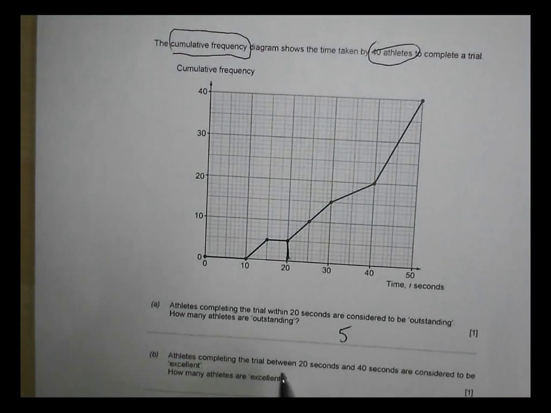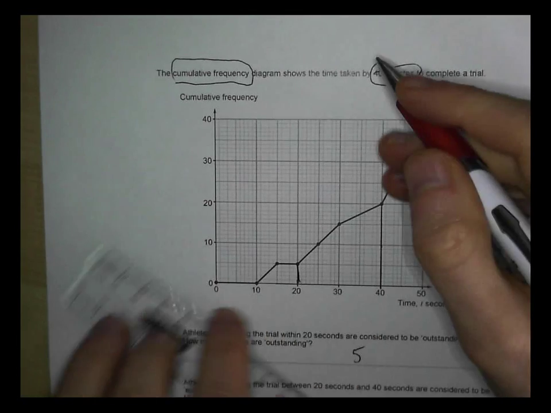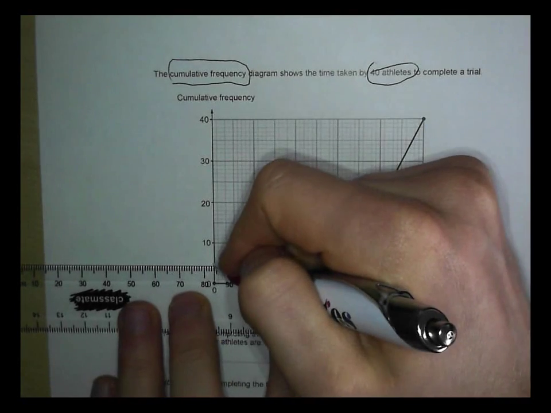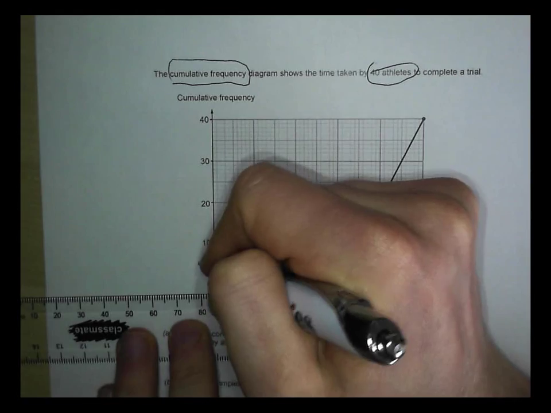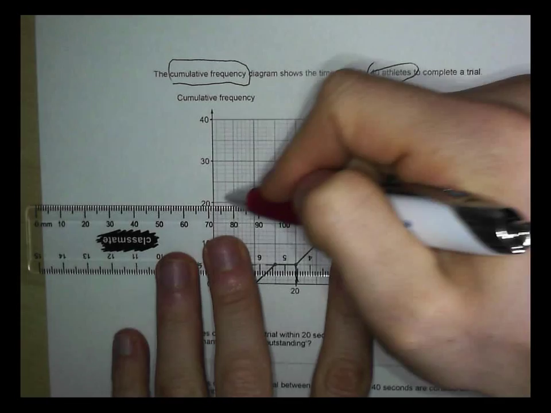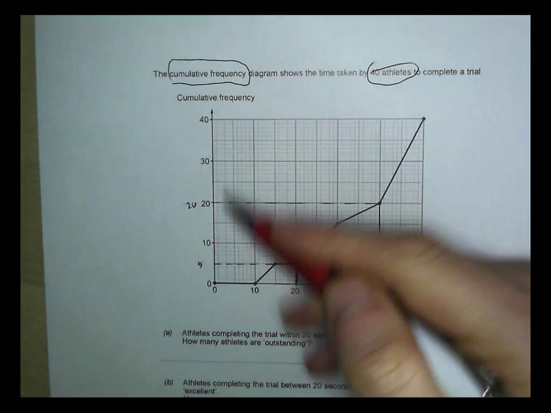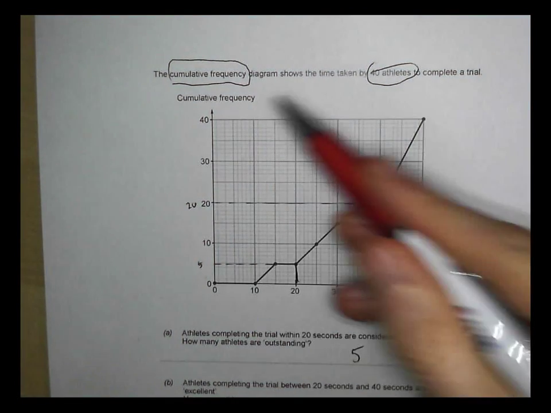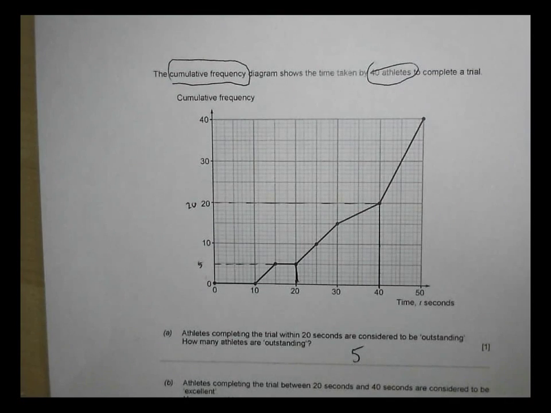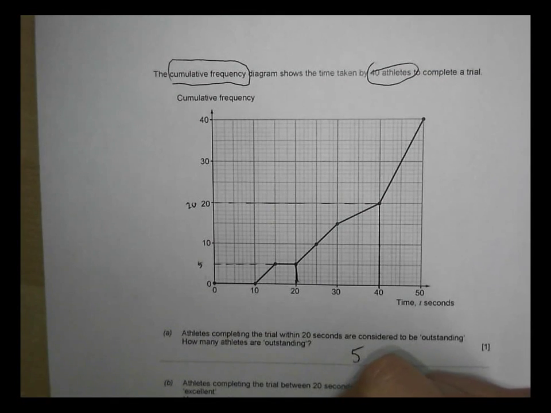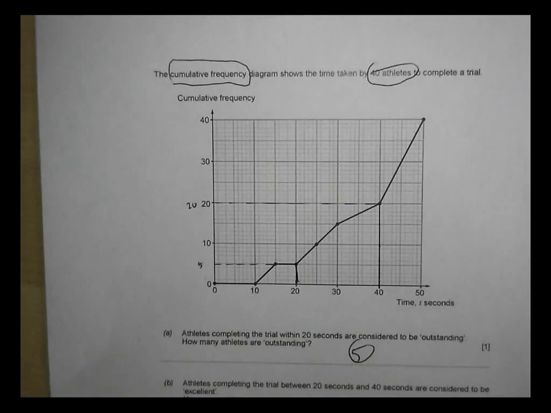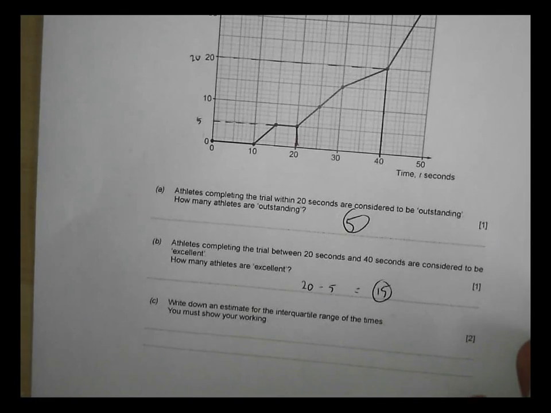Athletes completing the trial between 20 and 40 seconds are considered to be excellent. How many athletes are between 20 and 40 seconds? So if I just dot across there, we've got 5, and then here we have got 20. So those first 5 are considered to be outstanding. Between 5 and 20, they are going to be excellent athletes. So that's 20, take off your 5. So there's going to be 15 athletes who are considered to be excellent.